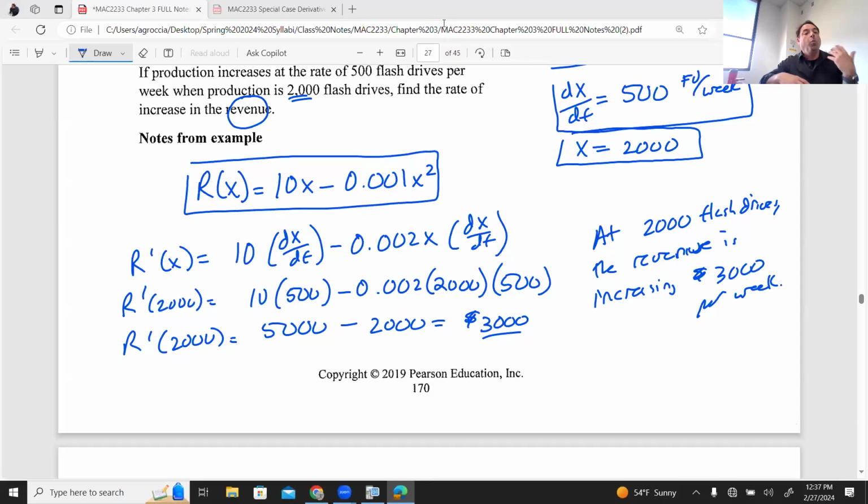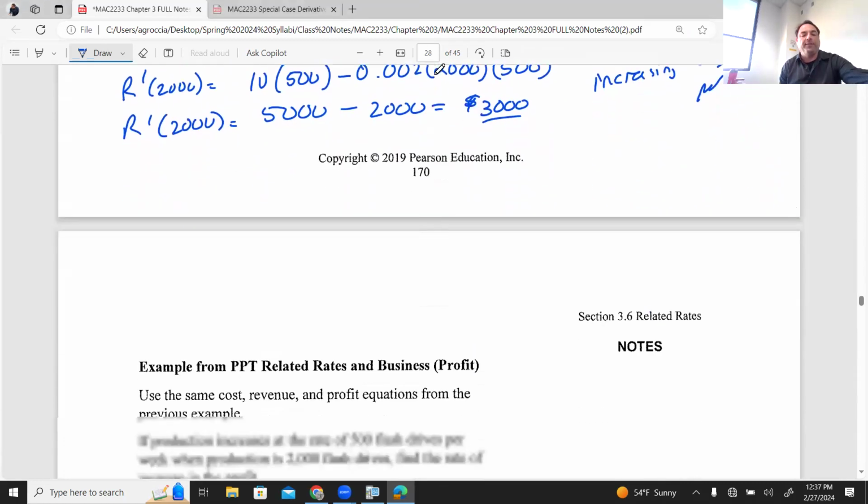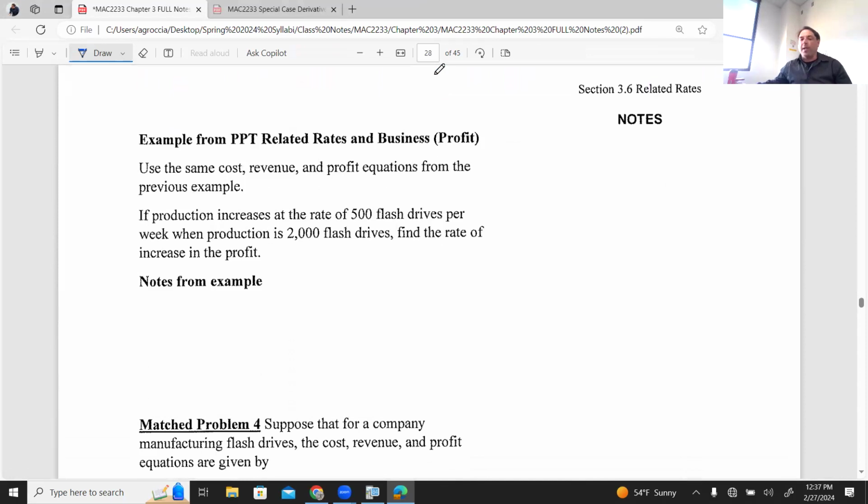We're going to do one more. So we did cost, we did revenue. Which one haven't we done yet? So let's do profit. And the reason why I'm going to make you happy here is we know dx over dt is 500 flash drives per week. We know that x is 2,000. But before I even try this one, what do we know about profit? What is profit?